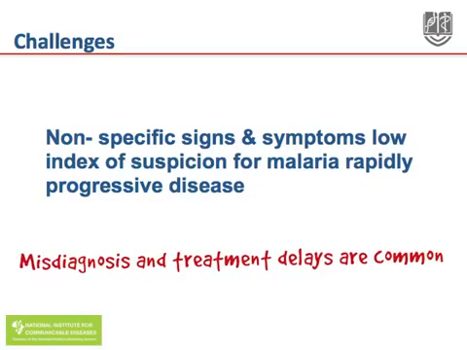Misdiagnosis and treatment delays are, however, common because malaria may present with very non-specific signs and symptoms. In many communities and amongst healthcare workers, there is frequently a low index of suspicion for malaria, and malaria is a rapidly progressive disease requiring urgent treatment.